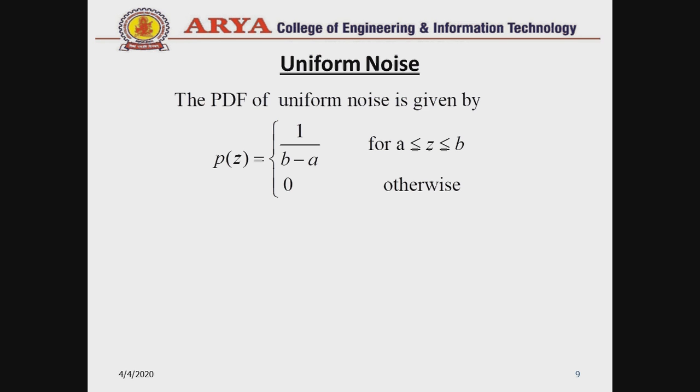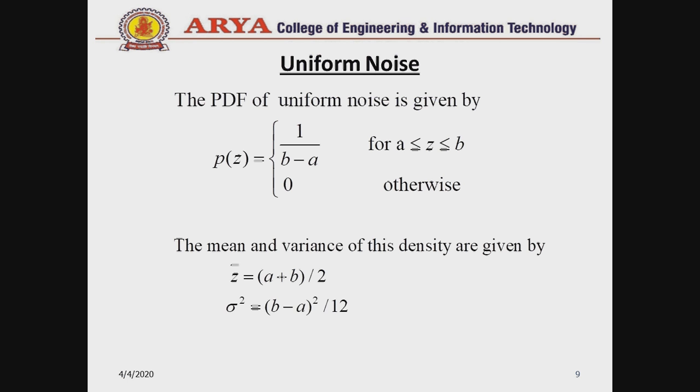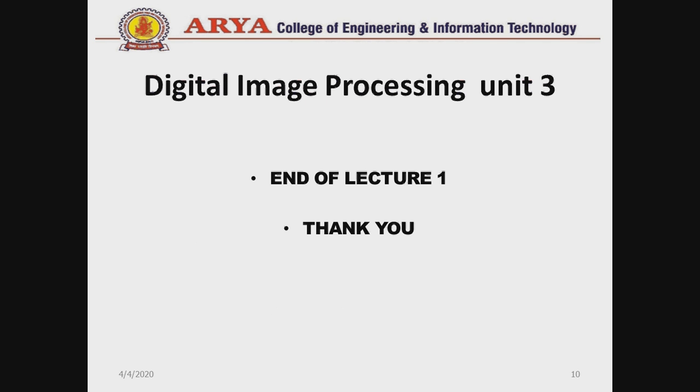Some noise is uniform, meaning the noise is distributed across the entire event, and its probability is given by 1 by (b minus a). The mean is given by (a plus b) by 2, which is basically an average, and the variance sigma square is given by (b minus a) square by 12, just like the variance in a statistical model. This is the end of lecture 1.